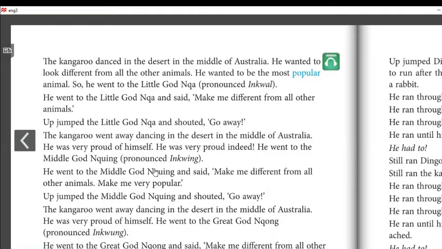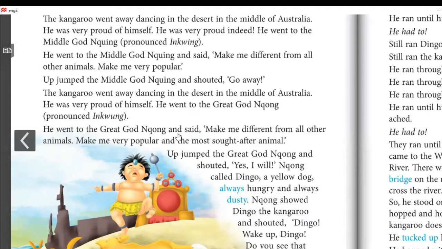Now he went to the great god Nqong. Firstly he went to the little god, and then he went to the middle god. Now he went to the great god and said, make me different from all other animals and make me very popular and the most sought after animal. Like that, he said to the great god. Up jumped the great god.